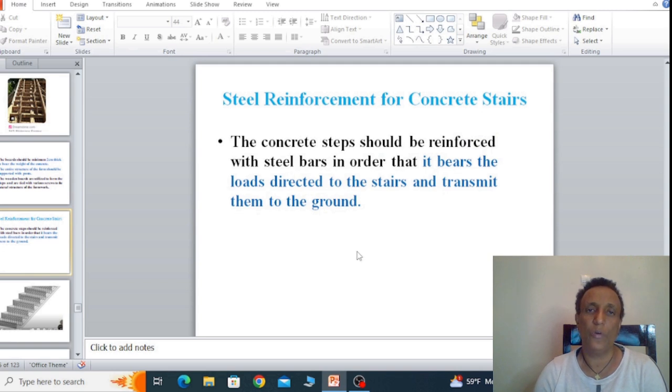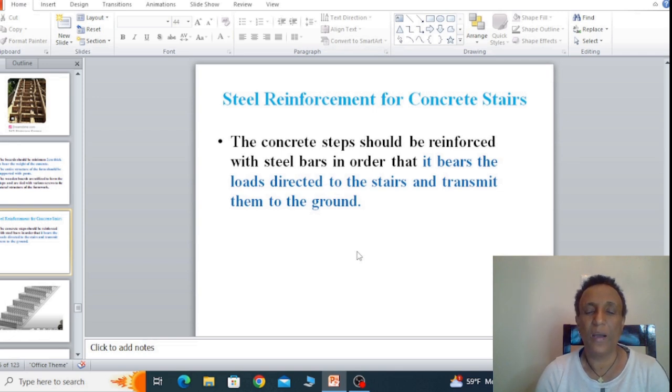After construction of the formwork, the steel reinforcement is needed to support different loadings acting on the structure. After hardening of the concrete, various types of loading might be acted on the staircase. These types of loadings should be supported by reinforcement bar. Especially tensile loading should be supported by reinforcement bars.